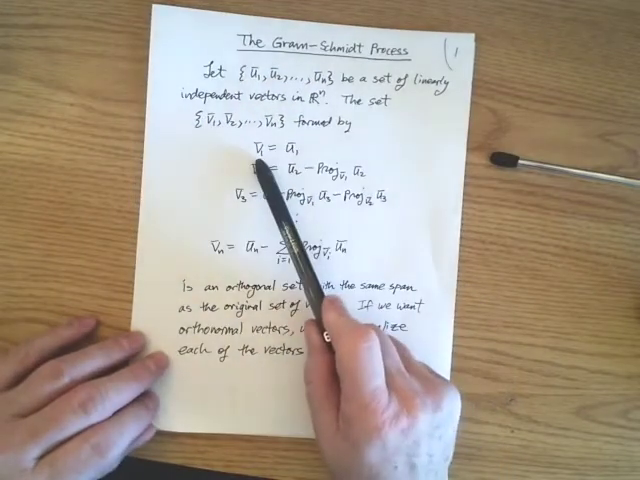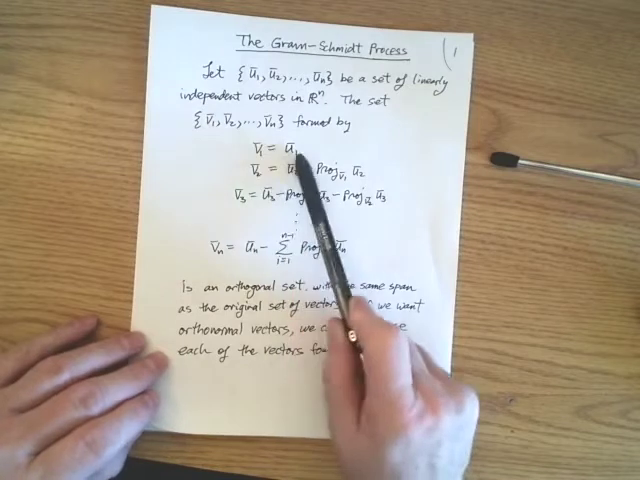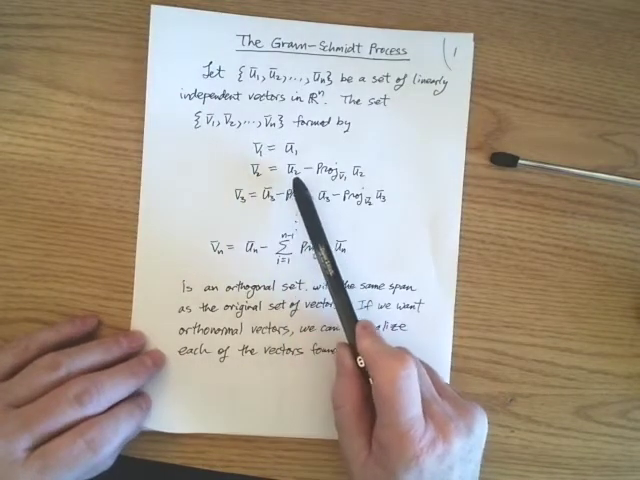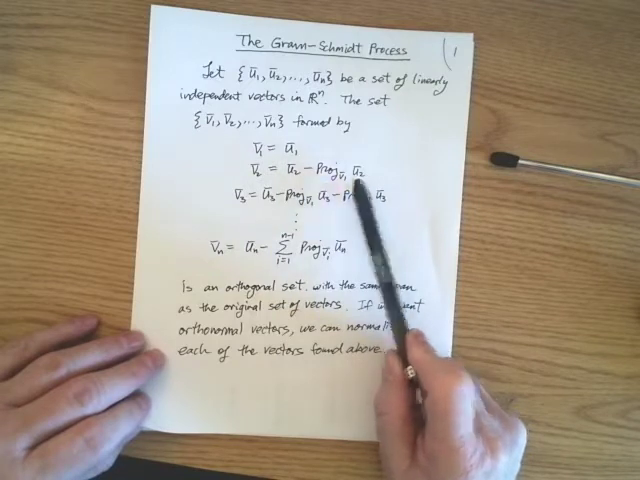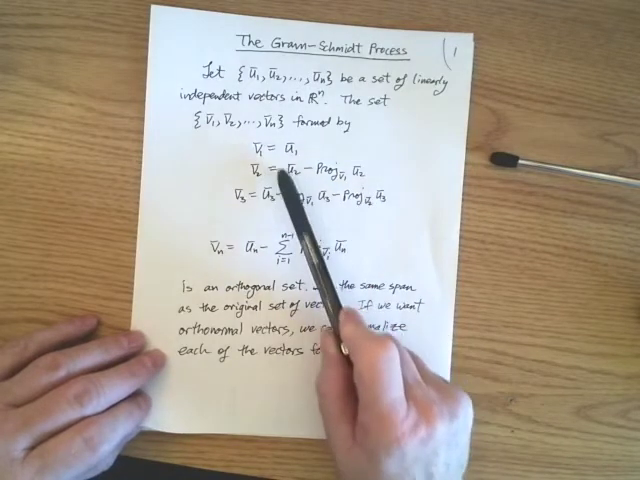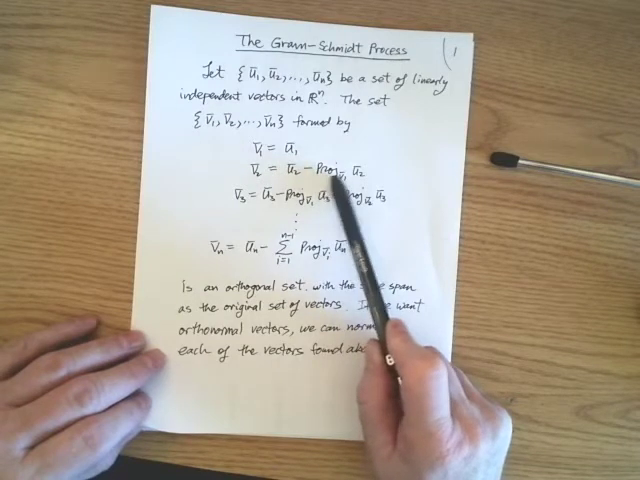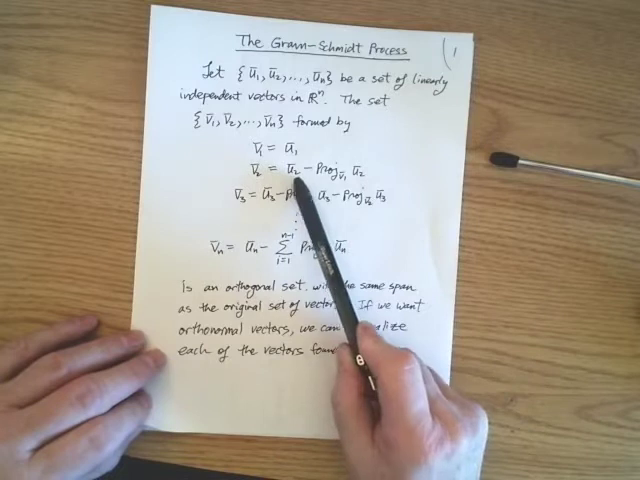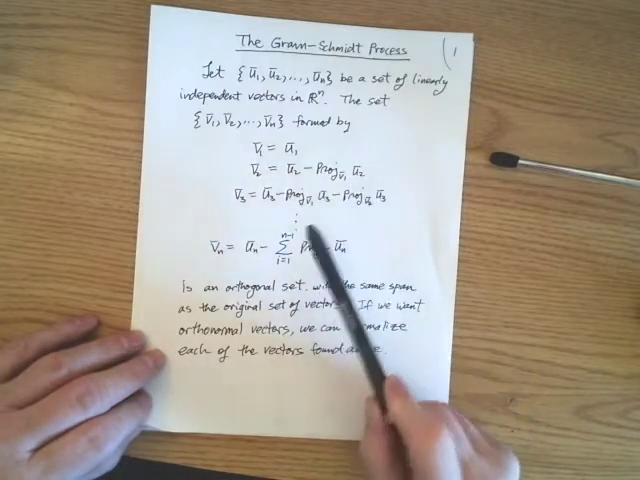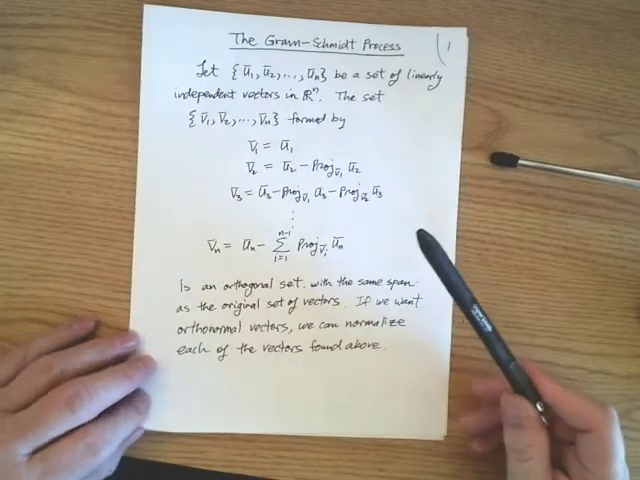V1 is actually the original U1 vector, so no change there. V2 is U2 minus the projection onto V1 of U2. It turns out if you take the dot product of these with the projection definition here, you will get 0. So this is how this works here. Your book has a slightly different way of writing it. I wrote it in terms of projections here.